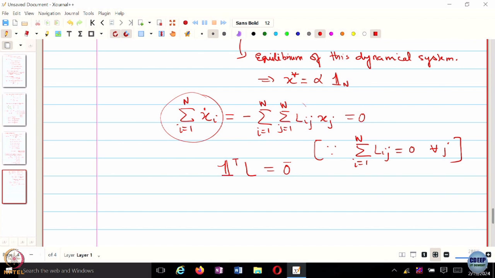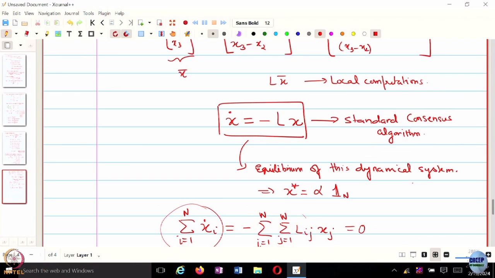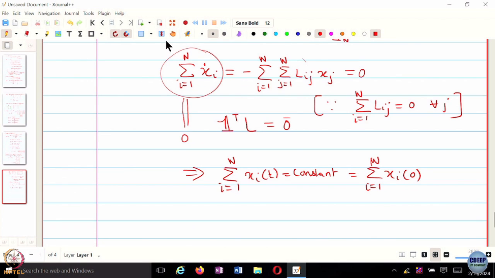So that means this particular quantity is equal to 0. Therefore, summation i equal 1 through n of xi(t) is going to be constant, because the time derivative of this is 0, which means this is equal to summation i equal 1 through n of xi(0). So the summation is always going to be constant if you run the standard consensus algorithm. And now, let's say everyone converges to the same value, which is going to be n times x star. Because everyone converges to the same value, the consensus value turns out to be x star is 1 over n summation i equal 1 to n of xi(0), which implies average consensus.